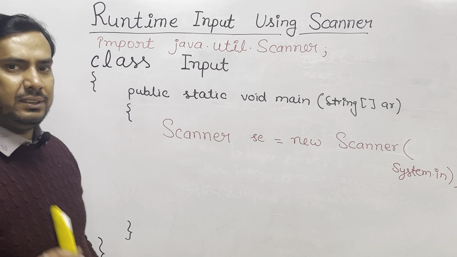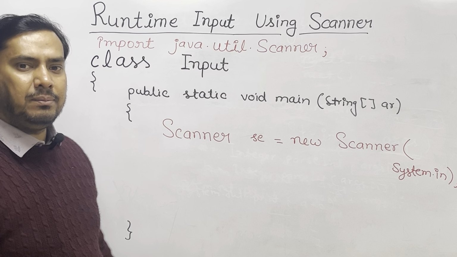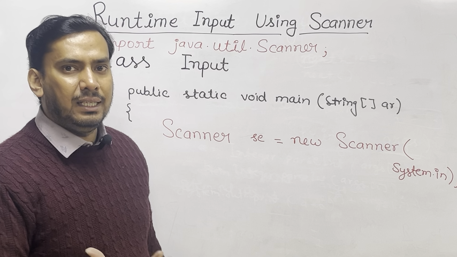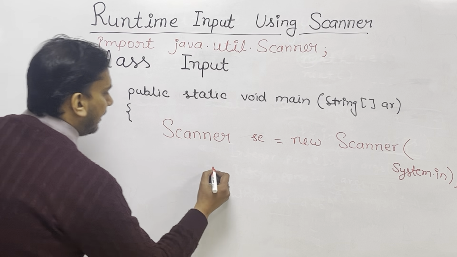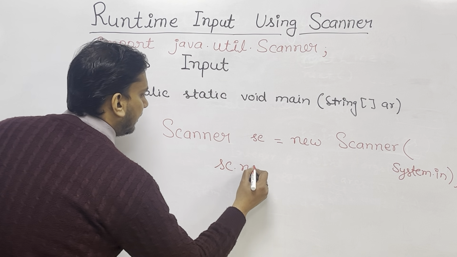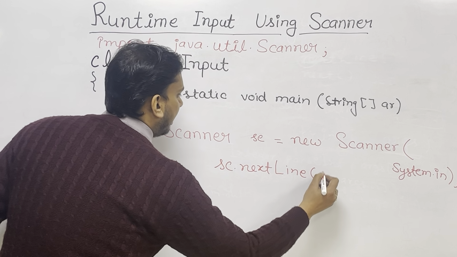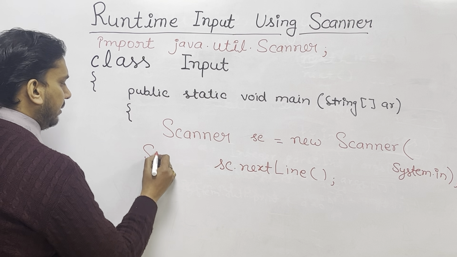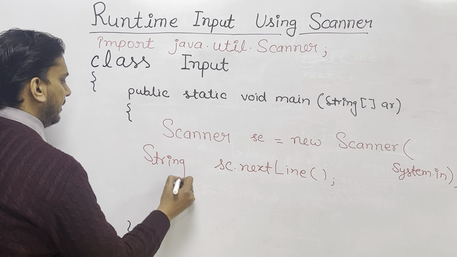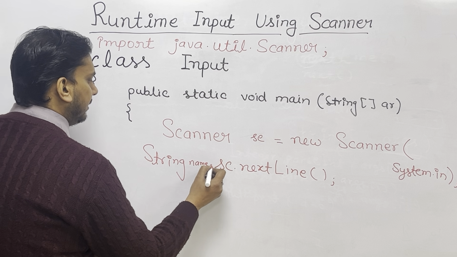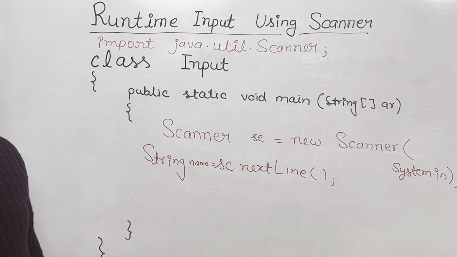Now, the first input I want to read is the name. So, how will we read the name? The name will be read using nextLine. So, I will write scanner object dot nextLine. It will help you to read a complete string, a complete sentence, until enter is pressed. So, that will give you a string. nextLine and next methods return a string, so I will have to store it in a variable of String type. String is a class, so S is capital. I can write String name is equal to sc dot nextLine.